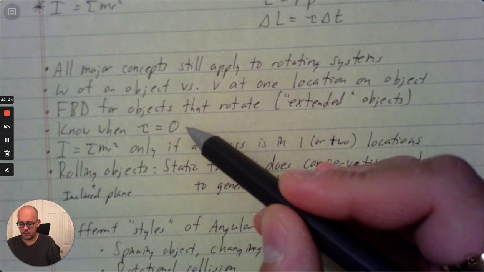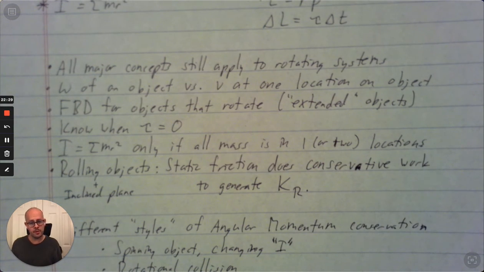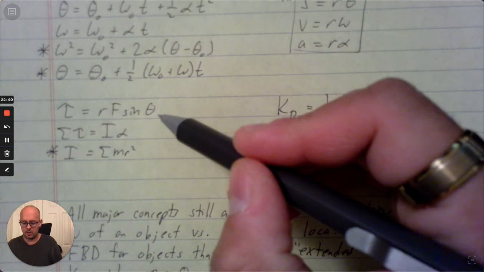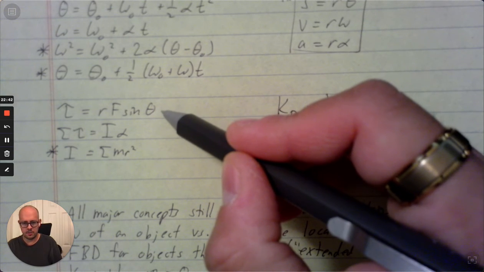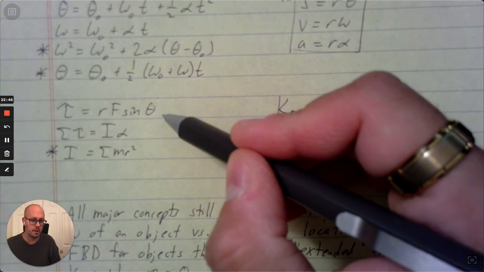Being able to decide when torque equals 0. That's a conceptual thing, thinking like if the object's not moving, or if its rotation is at constant velocity, then net torque equals 0. But also knowing how a force could cause no torque. So think about what we were just talking about with free body diagrams.